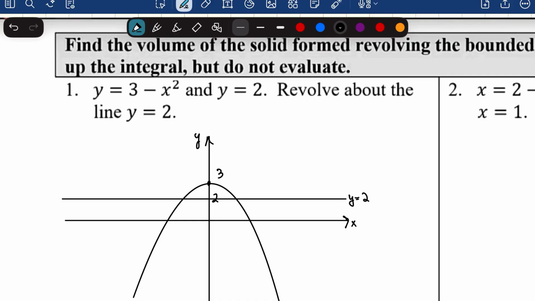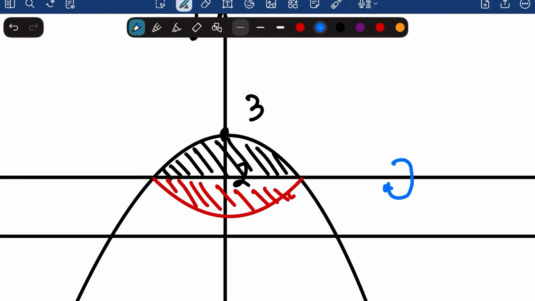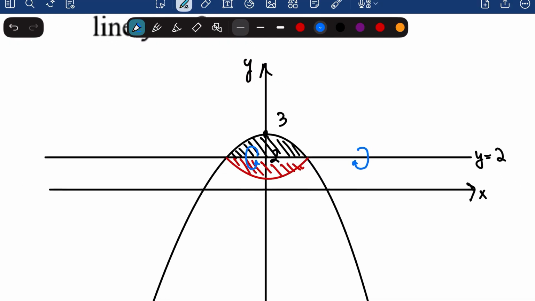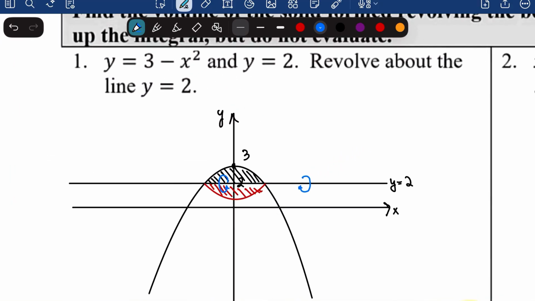So the solid is going to be over here. And if we are revolving this solid around y is equal to 2, so we're revolving around this line over here, it's gonna create this oval shape that you're gonna see over here. So it's gonna go around it. If you can, I'm gonna zoom in a little bit, so it's gonna go around this. Okay, so first things first, the cross sections are circles, obviously.